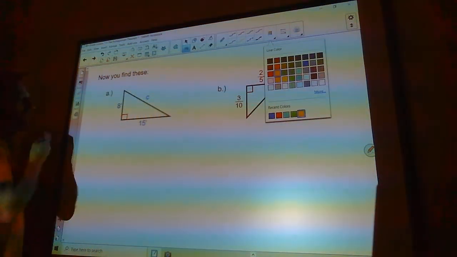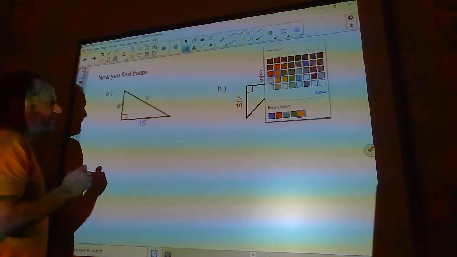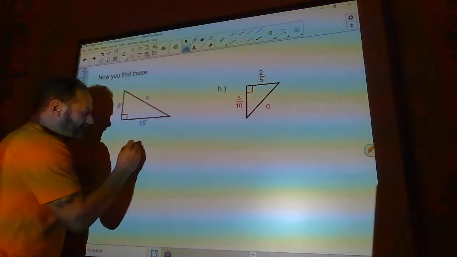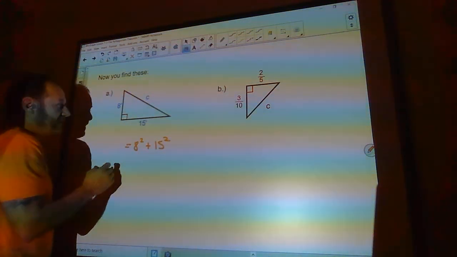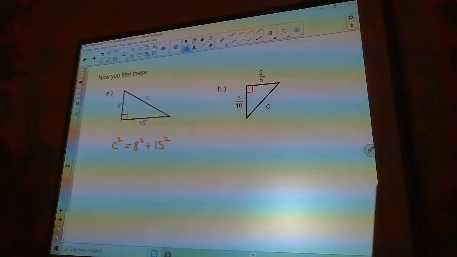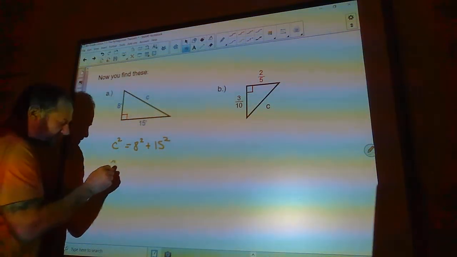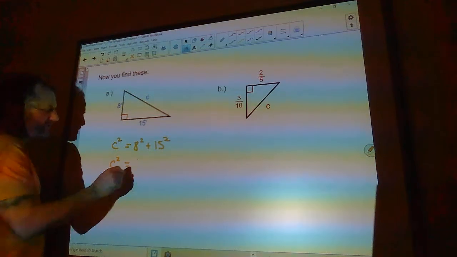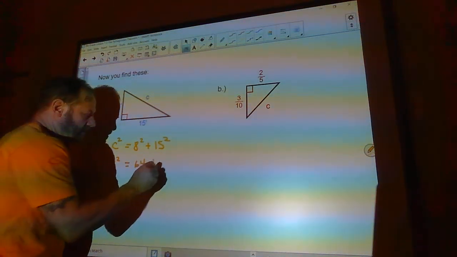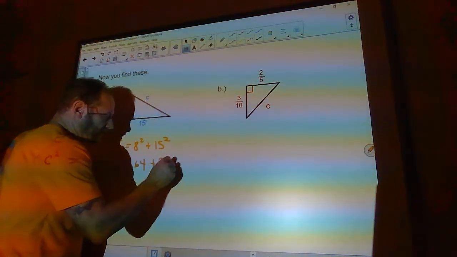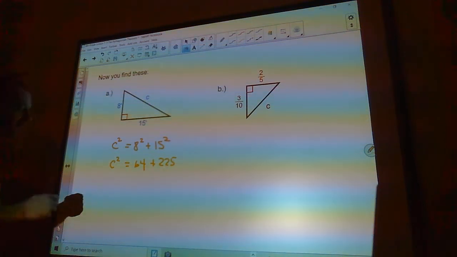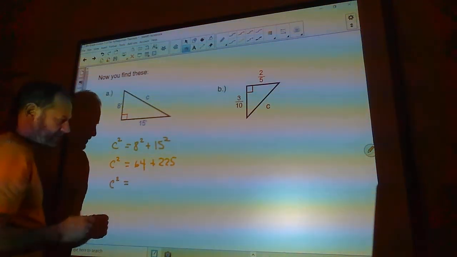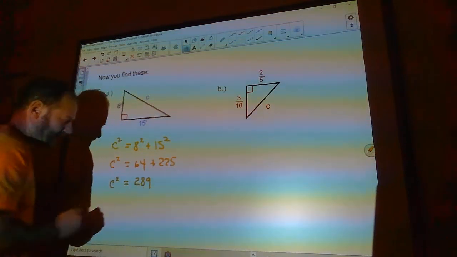Okay, this one we'll do first because no fractions, right? So it's a little bit easier. So it's leg squared, 8 squared, plus the other leg squared is 15 squared, and that's going to equal the hypotenuse squared. Okay, so c squared is going to be 64 plus 15 squared is 225. Okay. Now, if I add these together, c squared is going to be 289.